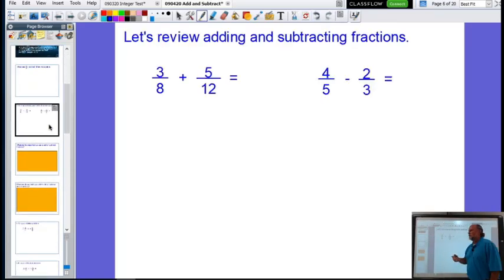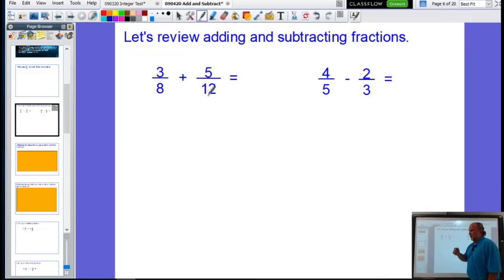So let's talk about addition and subtraction of fractions then. What have you learned in the past? Well, I'm hoping that what you have learned is that I cannot add these together as they are, because they are different size pieces. So what we have to do is find a common denominator. I've got to make this 8 and this 12 look alike.